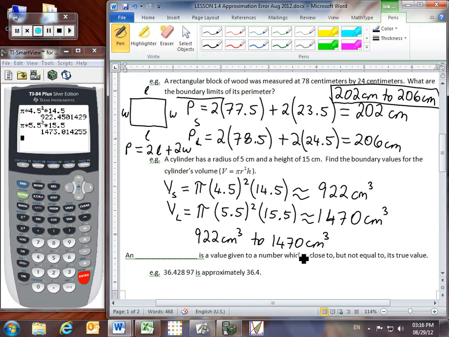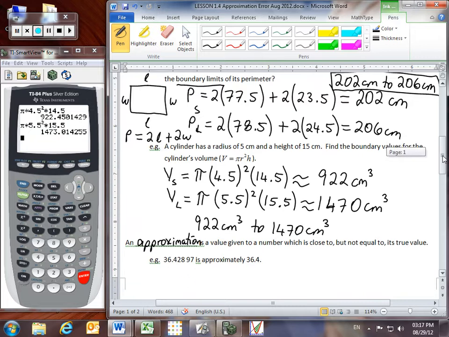Okay, down here, an approximation is a value given to a number which is close to but not equal to its true value. So basically it's like rounding. This big number here, we could approximate it as 36.4. So that's an approximation, where we're simply rounding a value to something else.